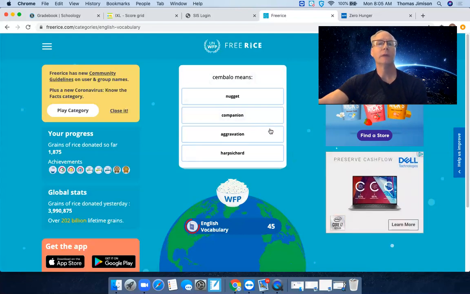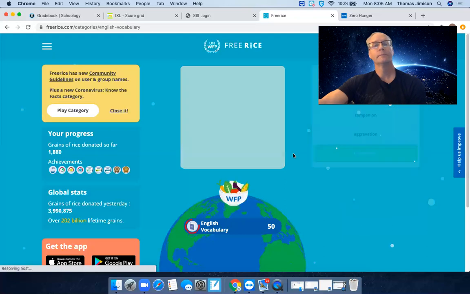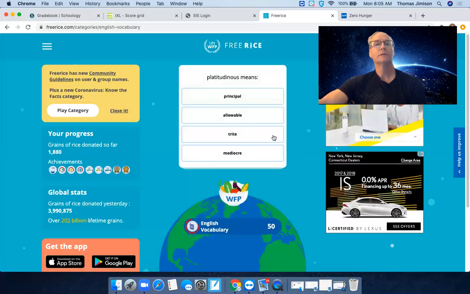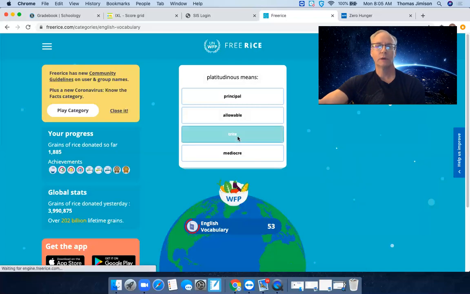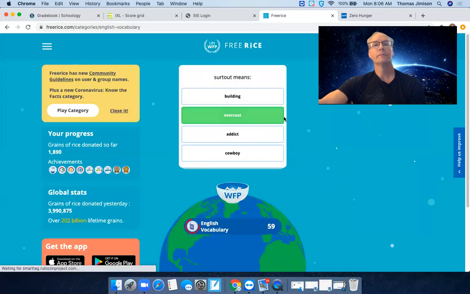Symbolo, I'm not sure about. I'm guessing that it sounds like a harpsichord. It is. Platitudinous means to be trite. It means to underestimate someone in the way that you speak to them. Surdit, I'm not sure about that one. It sounds like an overcoat though, and it is.